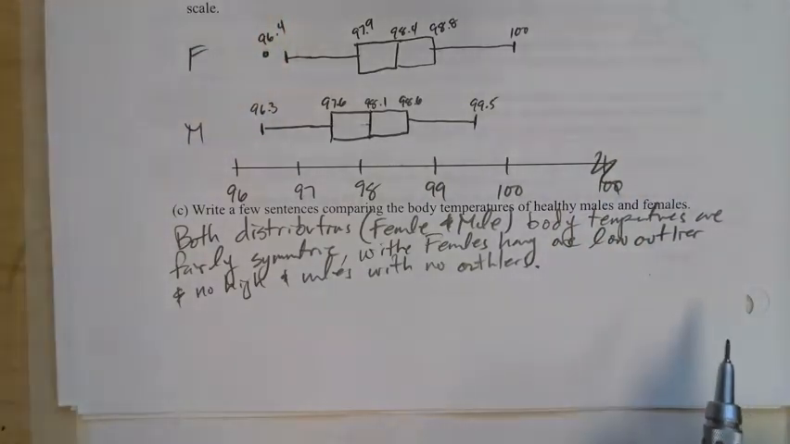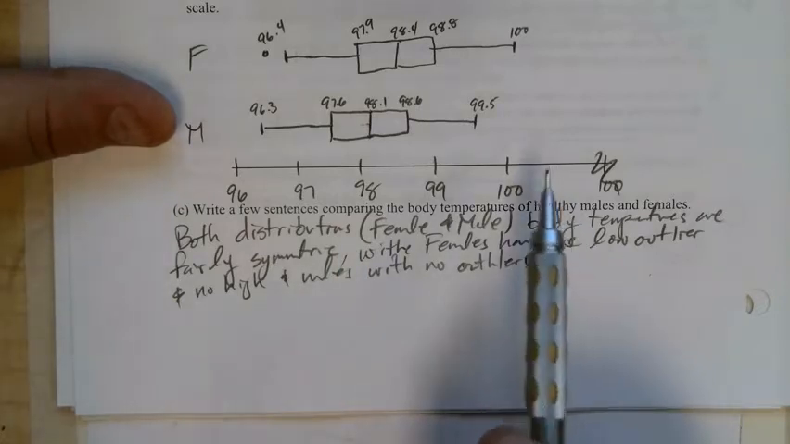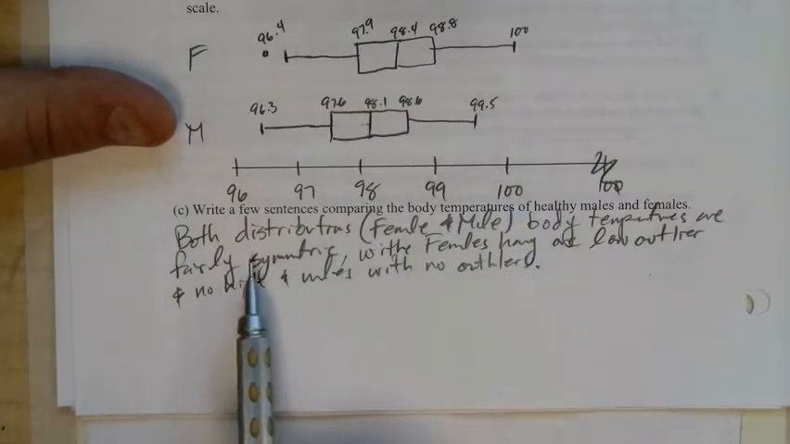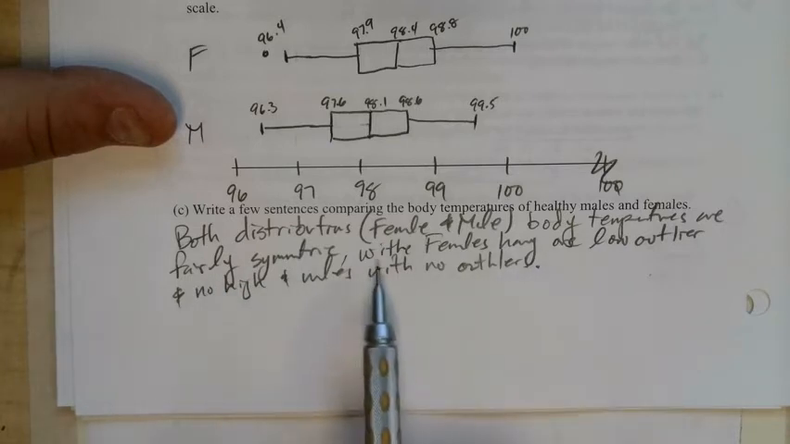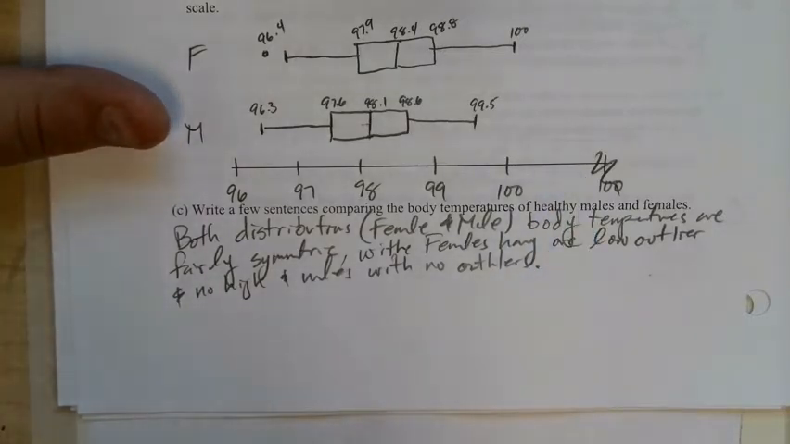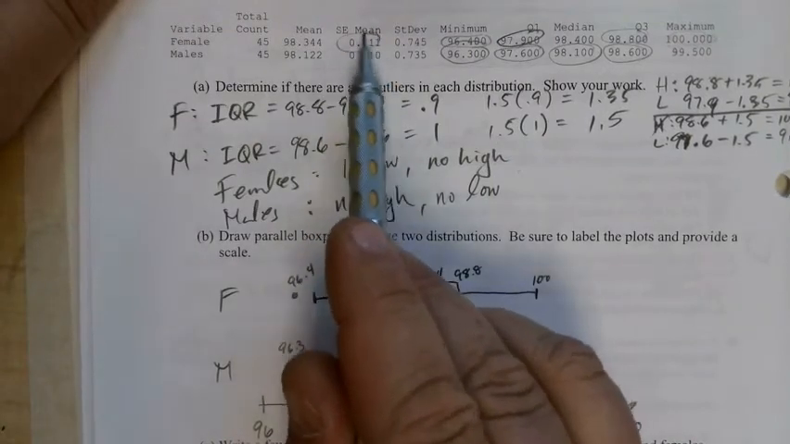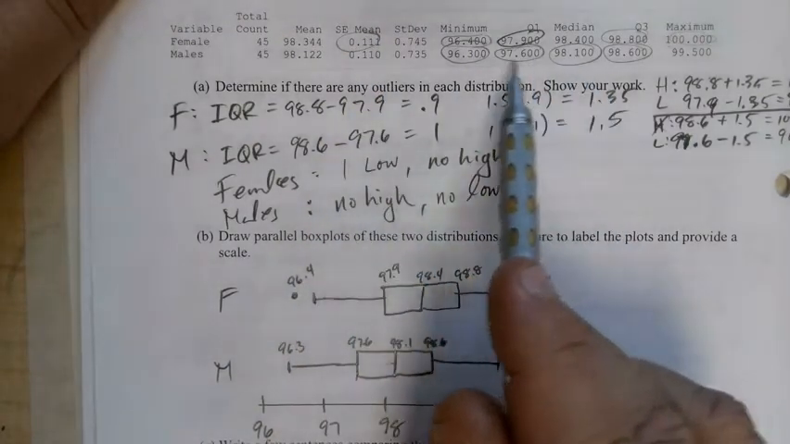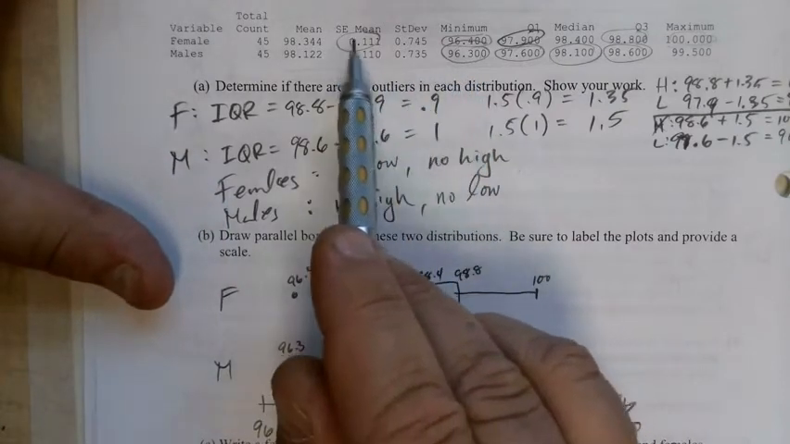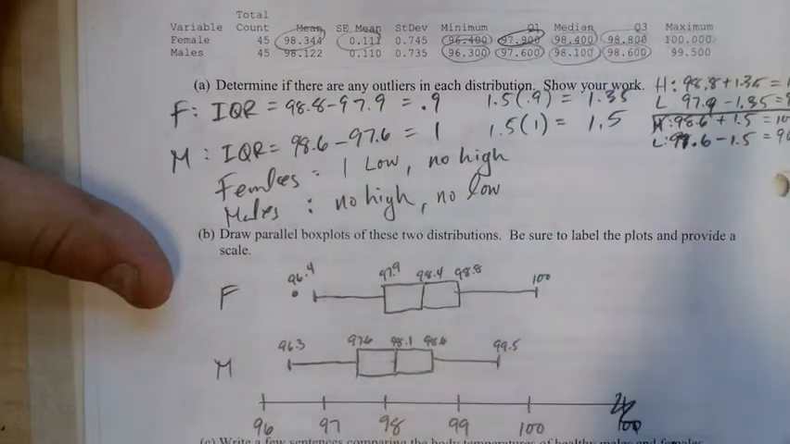Okay, shape, outliers, center. Comparing. Now, I compared the shapes when I said both are symmetric, and I compared the outliers where I said females have one outlier and they have none. But this is one where I can definitely use those comparative words like higher, lower, that kind of thing. So I'm going to look at the median. Oh, and I have the mean up here. So I look, females have a higher mean. And, oh, no, that's a standard error, the mean. The females have a higher mean, and the females have a higher median.